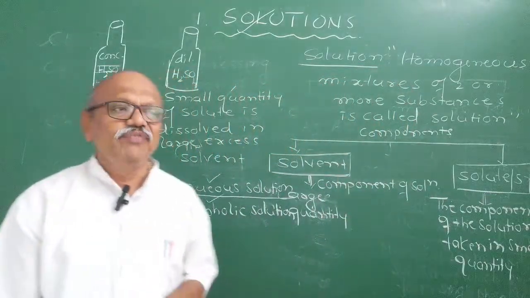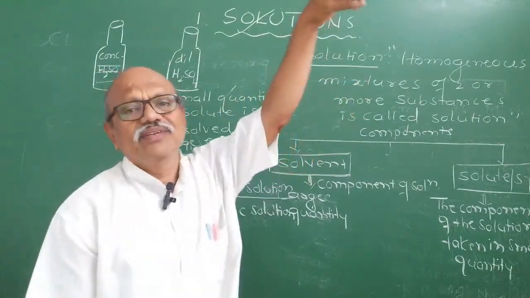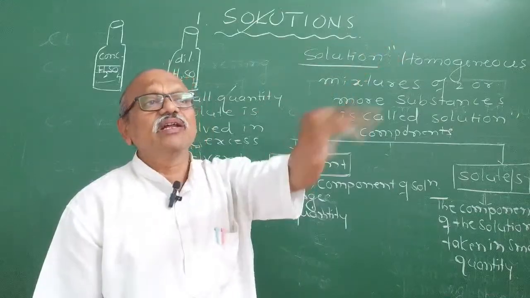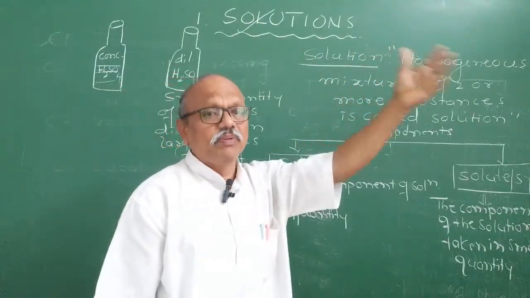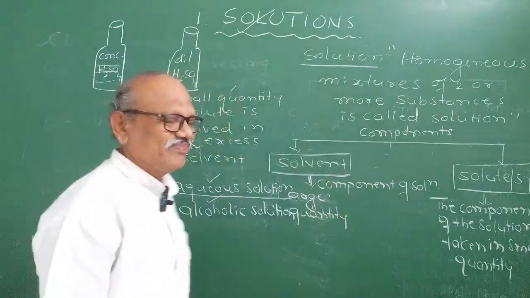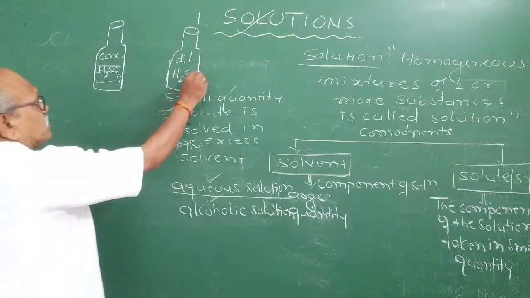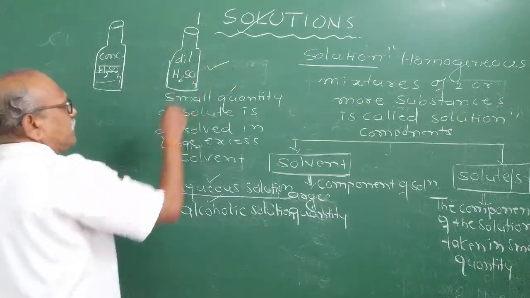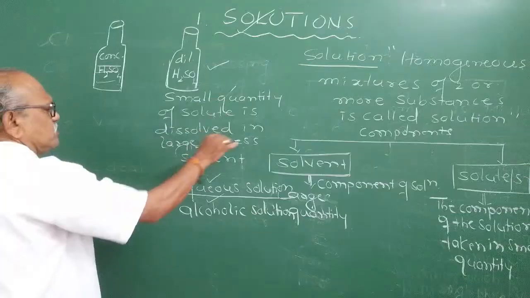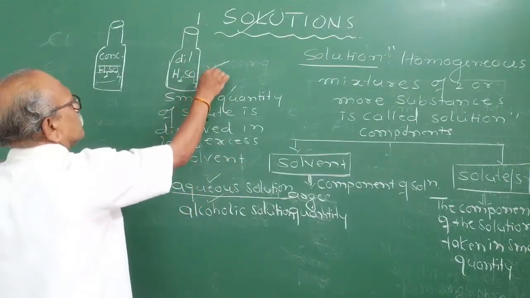If you take air, it is in the gaseous state. All other components will be present in it, but the physical state of the air is gaseous. Depending on that we can classify. First step you understand in the laboratory: a small quantity of solute is dissolved in a large excess of solvent, then we say that it is dilute.